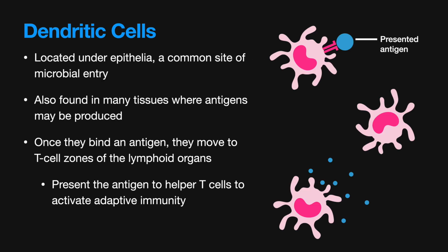Now, we already talked about dendritic cells, but they also play an important role in adaptive immunity. This is because they are usually located under or around epithelia, which is a common site of microbial entry. They can also be found throughout many different tissues where antigens or infections may develop. Once these cells bind to an antigen, they migrate to the T cell zones of the lymphoid organs. This allows them to present the antigen to helper T cells, activating adaptive immunity.